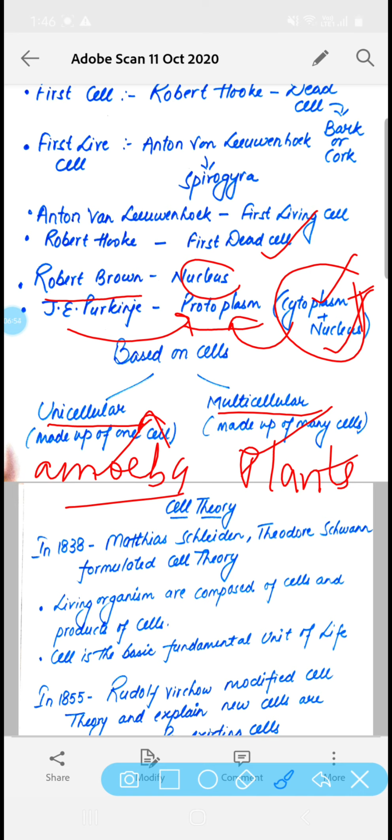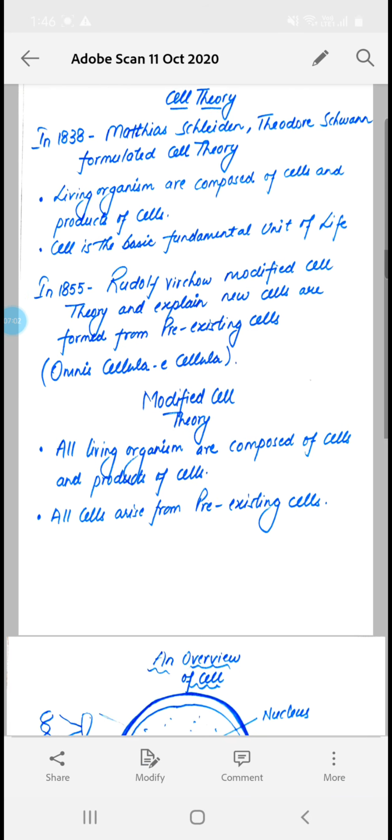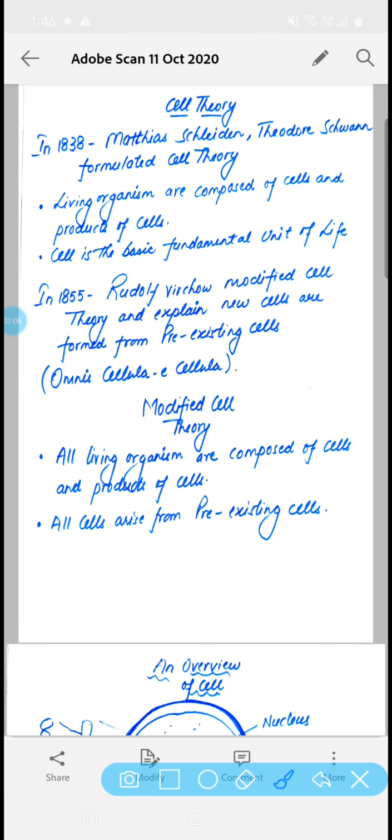Okay, so this was the basic introduction to the cell. Now let's move on to the next topic, that is cell theory. Cell theory was formulated by two scientists named Matthias Schleiden and Theodor Schwann.